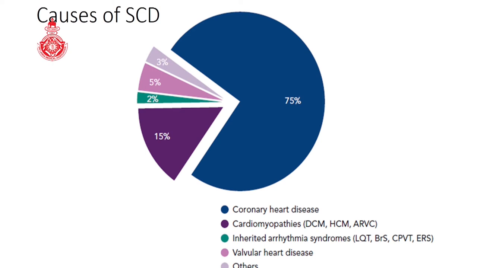So if you analyze the causes of sudden cardiac death, coronary artery disease, of course, is by far the commonest cause. And as we mentioned, up to 50% of deaths related to coronary artery disease happen as sudden cardiac deaths.